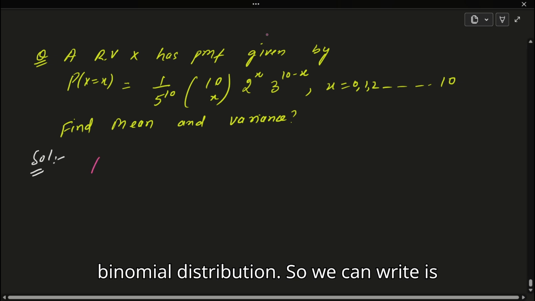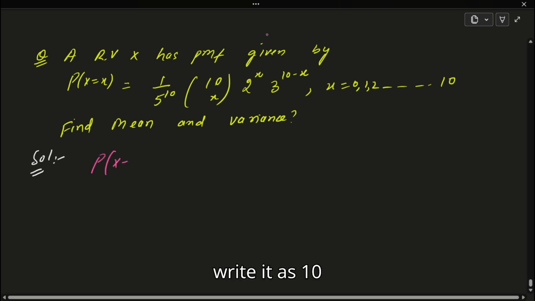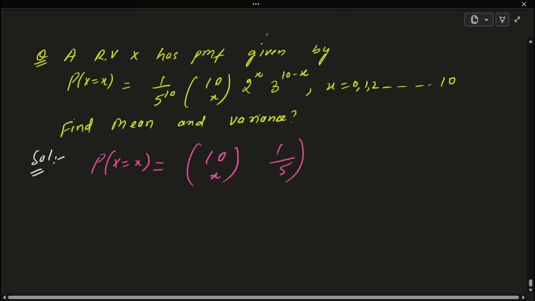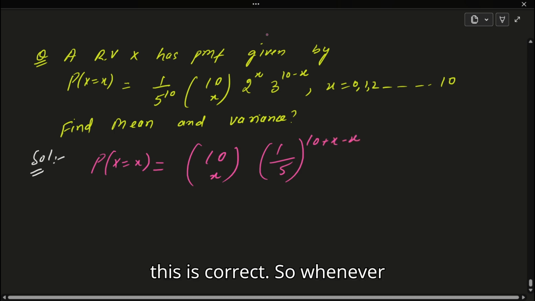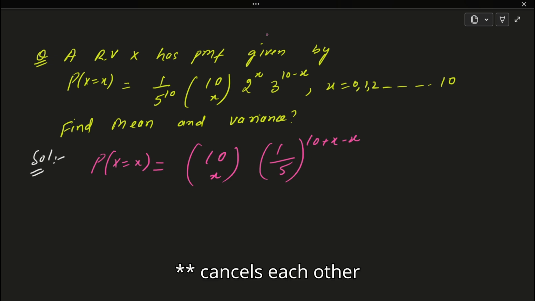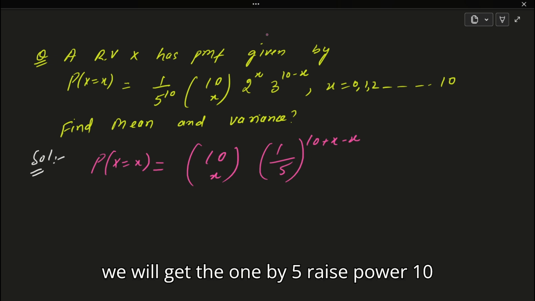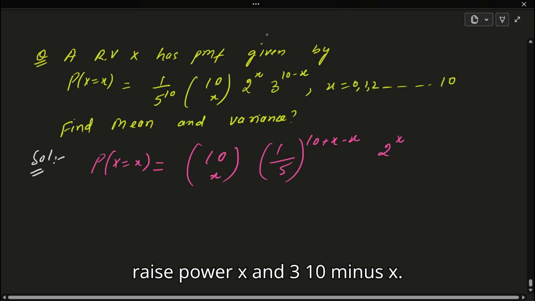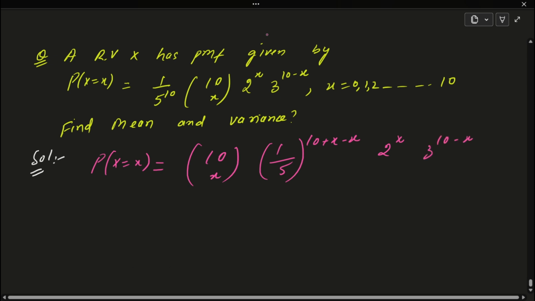So we can write it as 10Cx (1/5)^(10+x−x) (2)^x (3)^(10−x). Whenever +x and −x cancel each other, we get (1/5) raised to the power 10. That's (1/5)^10, then 2 raised to the power x and 3 raised to the power 10 minus x.